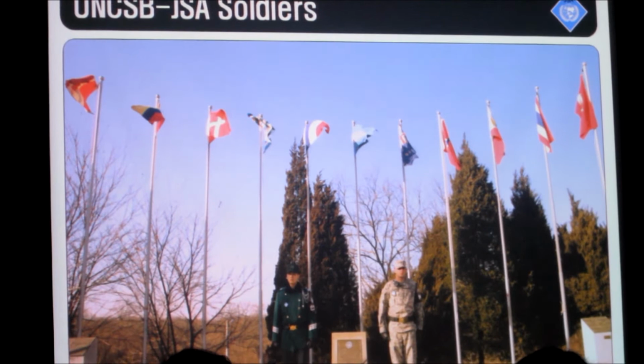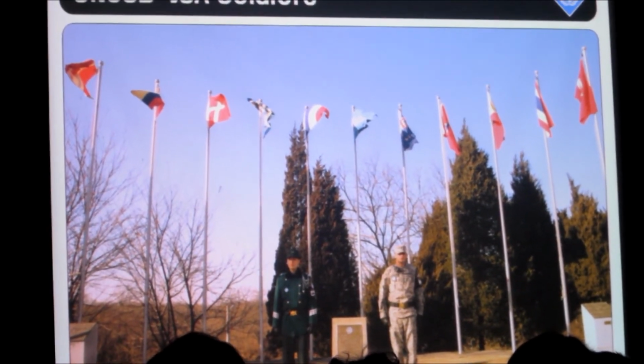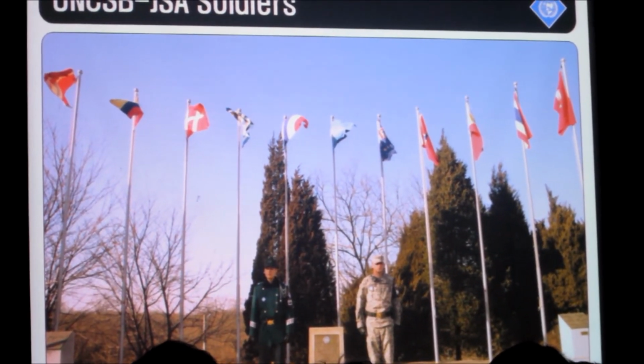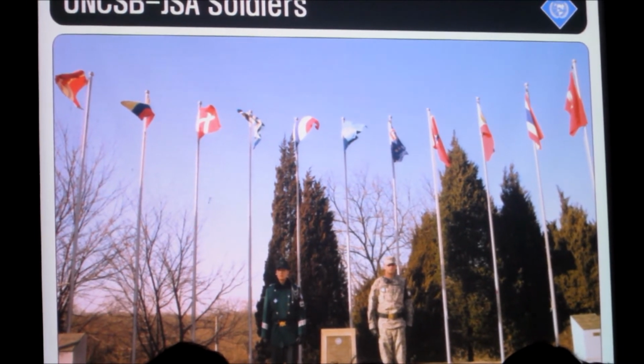The soldier on the right is a United States Army infantry soldier. He served 12 months here. The soldier on the left is a Republic of Korea or ROK soldier. They served 24 months here.